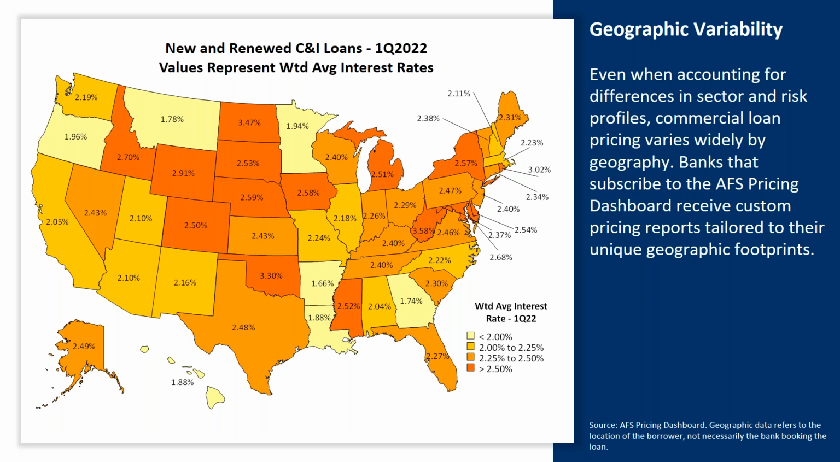Part of this reflects the strengths of the local economies. Some states perhaps are growing faster than others. It could also reflect the number of banks in a given state or a given metro.